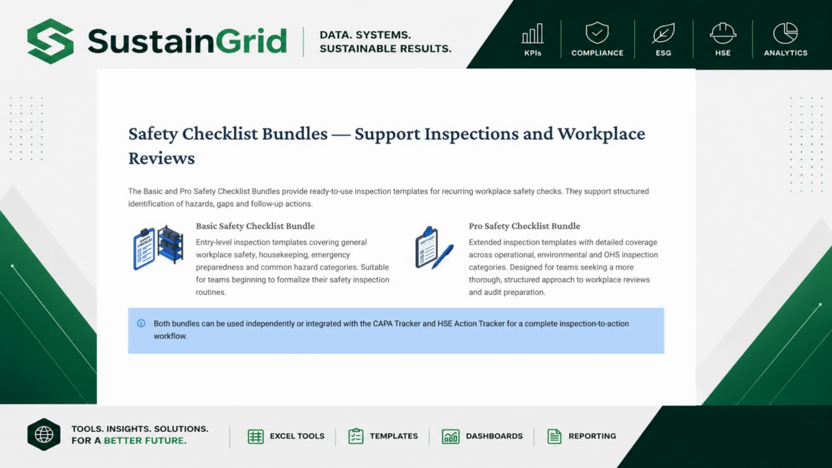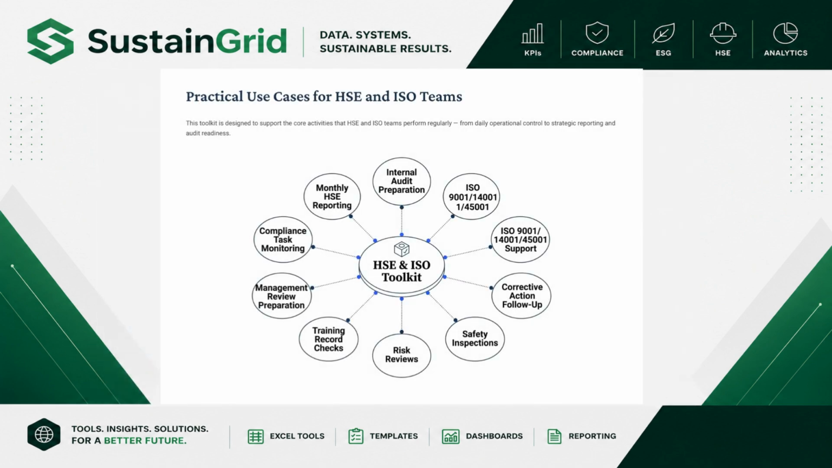The Basic and Pro Safety Checklist bundles support structured workplace inspections and recurring safety reviews. The Basic bundle can be used for general workplace checks, housekeeping, emergency preparedness, and common hazard categories. The Pro bundle provides a more detailed approach for teams that need broader inspection coverage. Both bundles can be used independently or connected with the HSE Action Tracker and CAPA Tracker to turn inspection findings into follow-up actions.